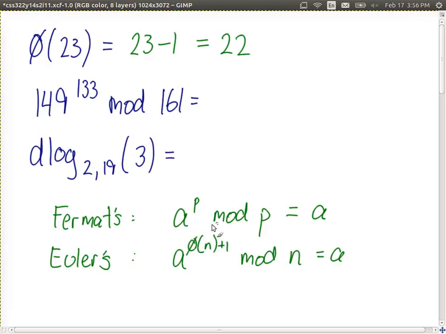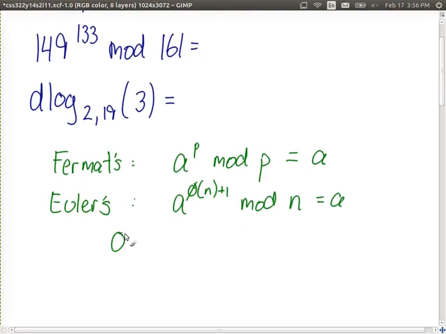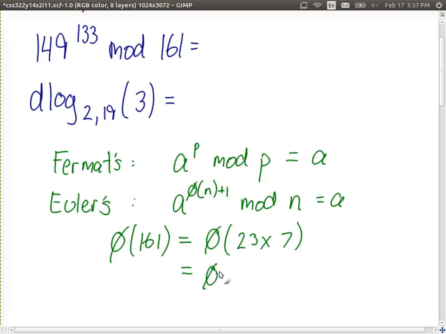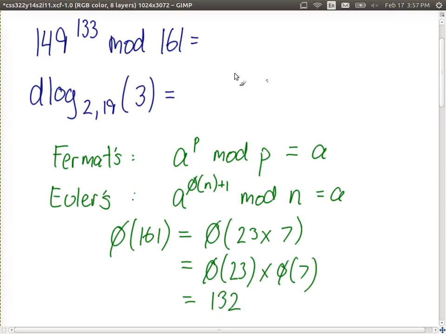What's the totient of n? If n is 161, what's the totient of 161? Again, it's a little bit too hard to calculate manually in this short time, so use one of our shortcuts and realize that's actually 23 times 7. 161, if we factorize that into its primes, is 23 times 7. And we know now the totient of two primes multiplied together is the totient of the primes multiplied, and the totient of a prime is easy, 22 times 6 is what? 132. So in fact it does match this form.